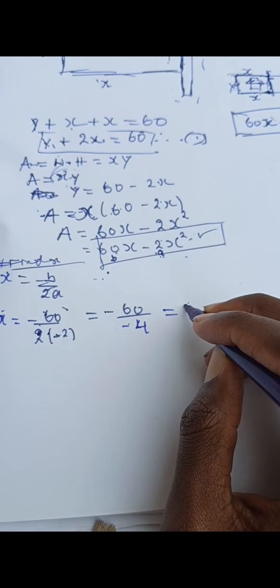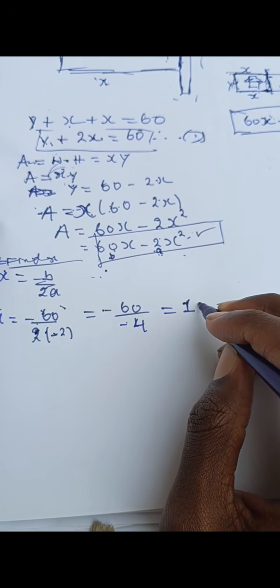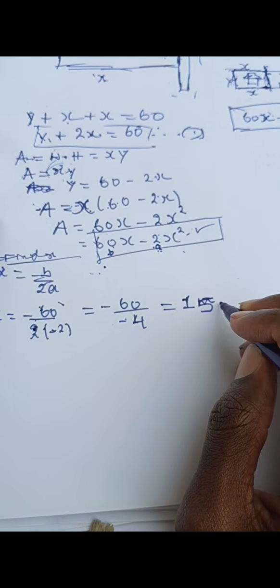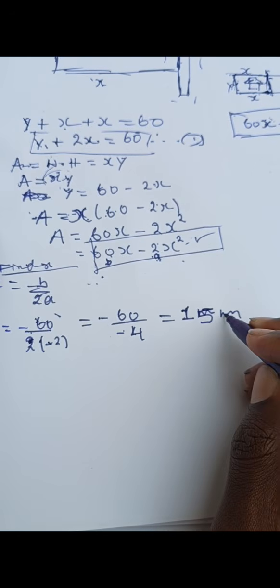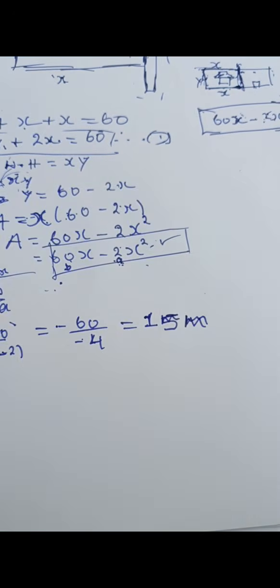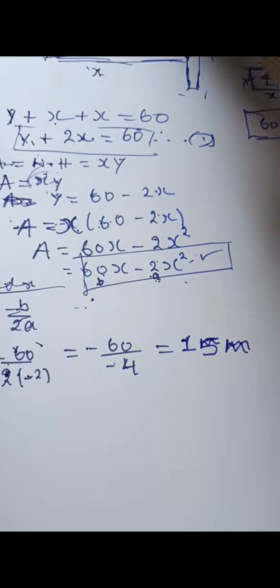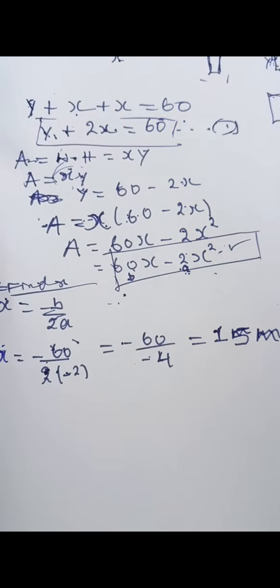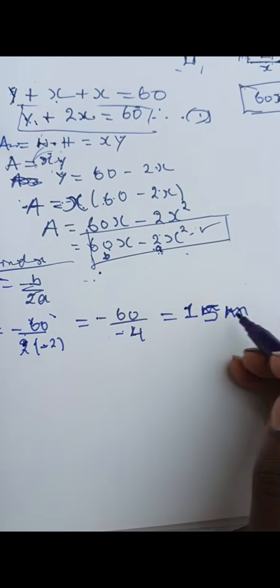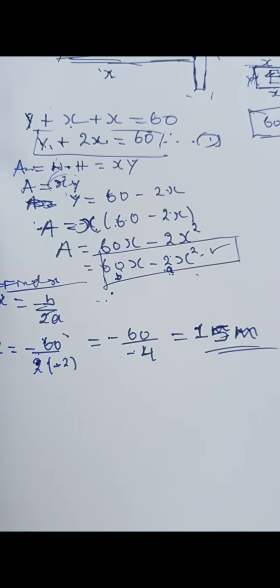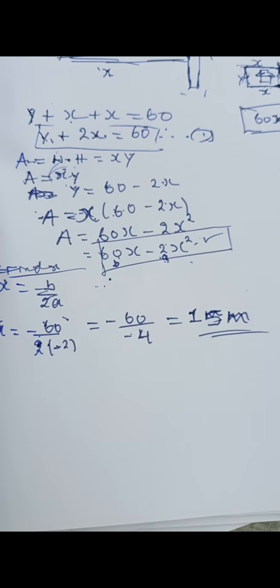4 into 60 is 15 meters. So the maximum dimension of x that should be used for us to have the maximum area is supposed to be 15 meters. Now, this is not what they want us to find, because in the question they have specified that we need to find the maximum area.